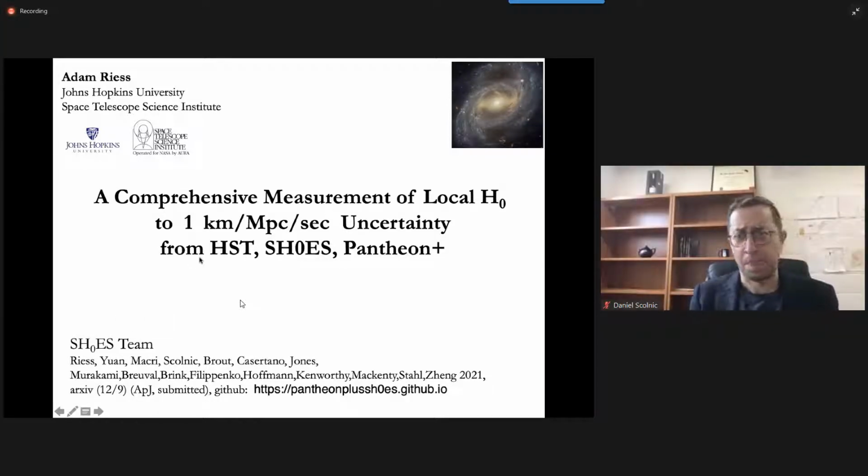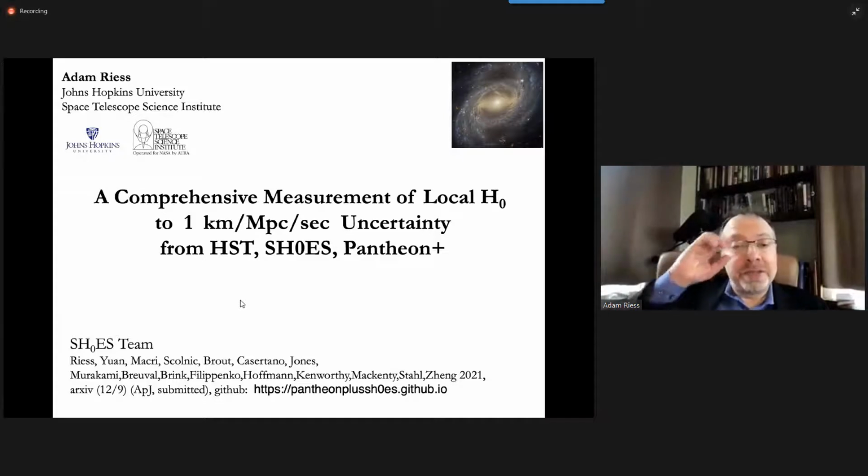All right, excellent. Well, I'm very excited to be here and follow the talks on Pantheon. I feel like we're standing on the shoulders of giants, except I realize with the distance ladder, that analogy is reversed. They're standing on our shoulders. That's okay. So I am going to present work on behalf of the SH0ES team and Pantheon as well on this new paper, a comprehensive measurement of the local value of the Hubble constant to 1 kilometer per megaparsec per second.